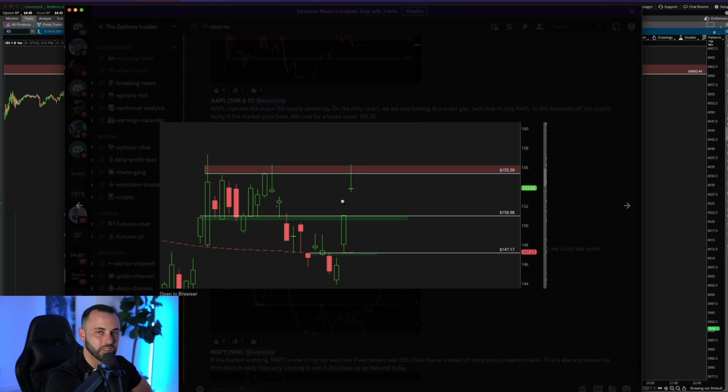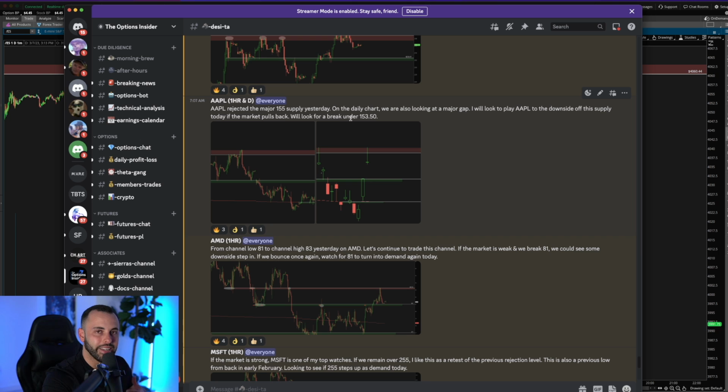Now you can also see here on this daily chart, we had this really large gap below down to around that 151 demand. So this is what I was targeting, right? I wanted to see if we could fill this downside gap after rejecting that 155 supply. Now to get my entry on this play, I was looking for a break under 153.50, a break and retest of that level to confirm that downside continuation.